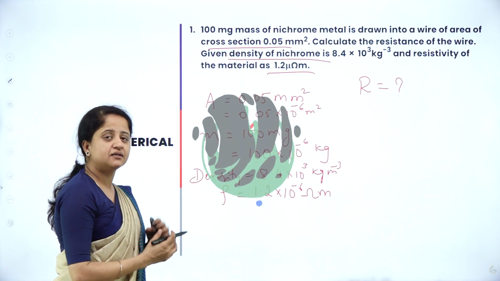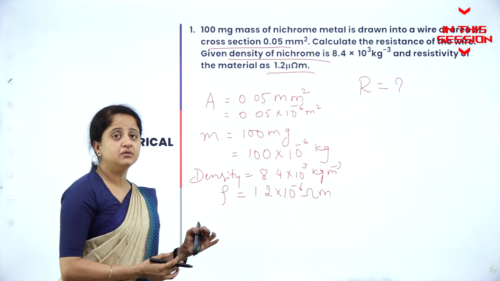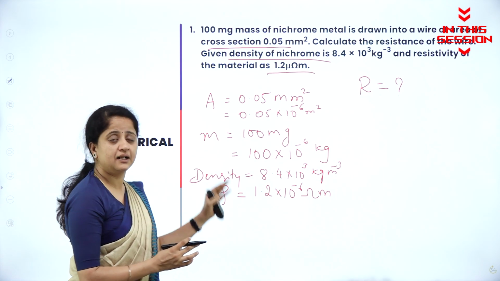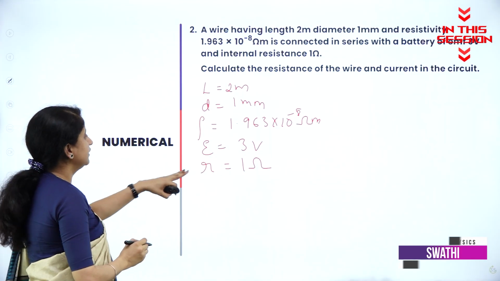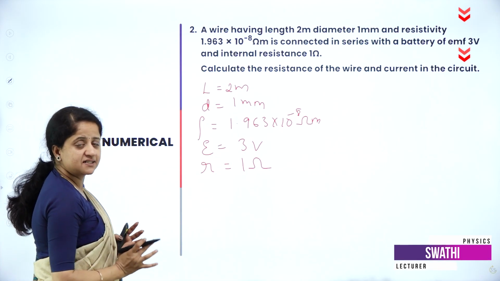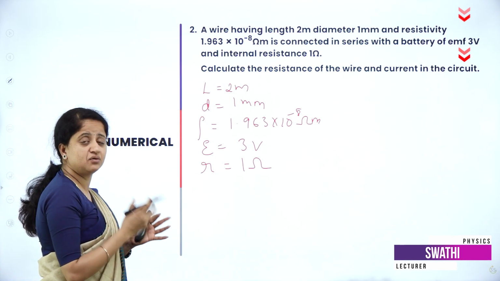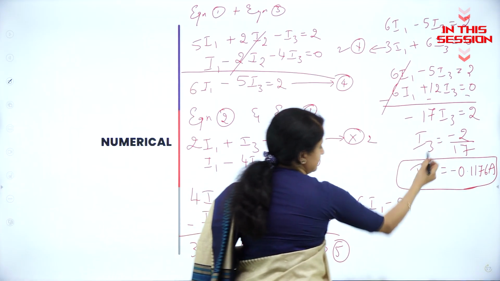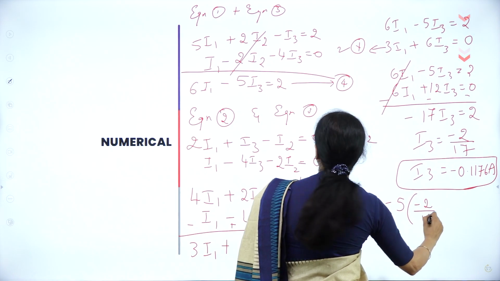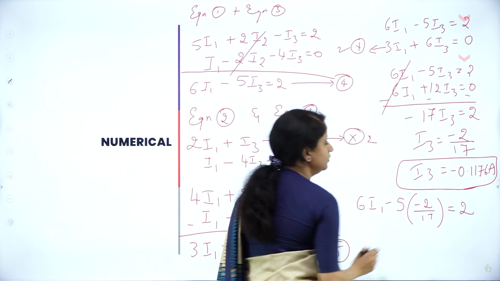Now, how to find the resistance of the wire? How the resistance is dependent on length, area and resistivity. Internal resistance is denoted by small r. The external resistance is connected externally to the circuit, which is generally denoted by capital R. In the place of I3, we need to substitute minus 2 divided by 17, which is equal to 2.